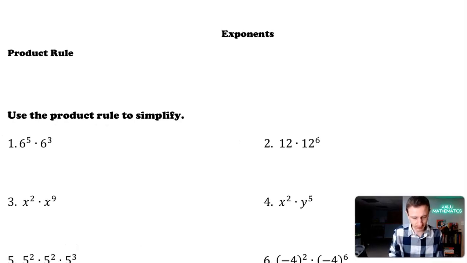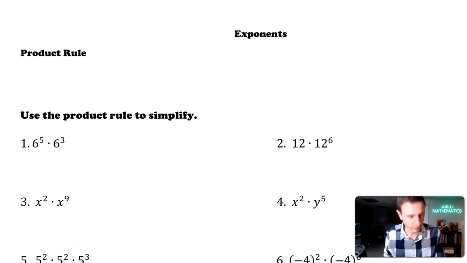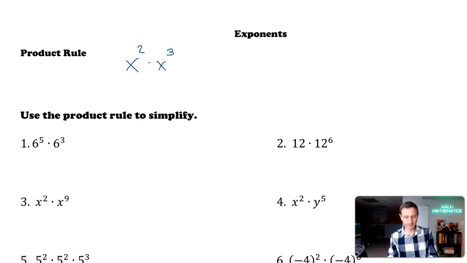So let's start off by just talking about the product rule. The product rule is when we are multiplying two values with the same base with some exponents. So let's say it's x squared times x to the third. In order to understand the rule, let's just understand what's happening here.